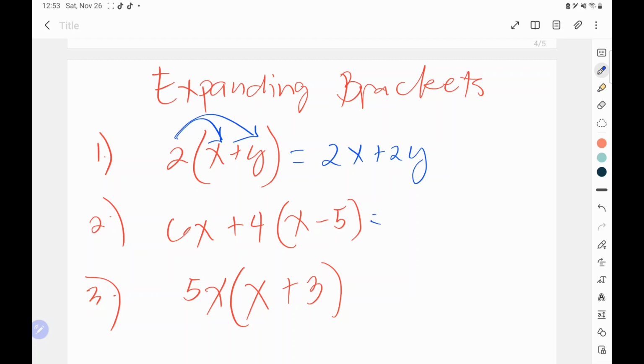Next, have you noticed, if you haven't noticed from this one, only 4 is multiplied to this, so all we have to do is just ignore 6 for now.